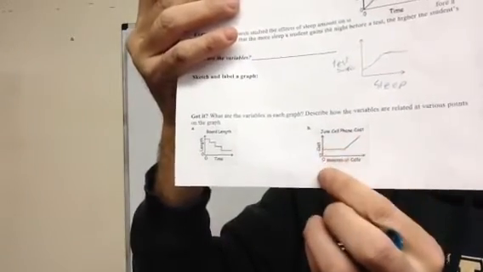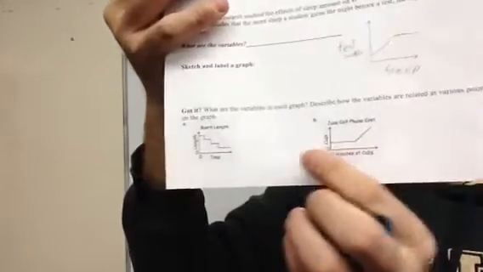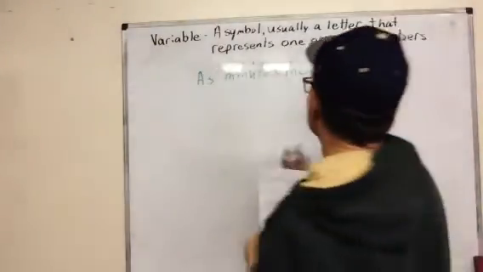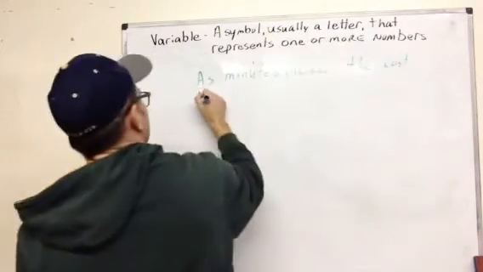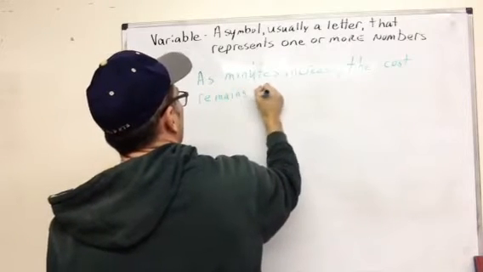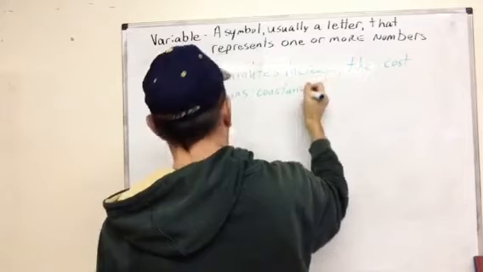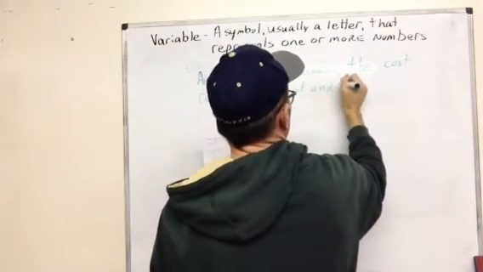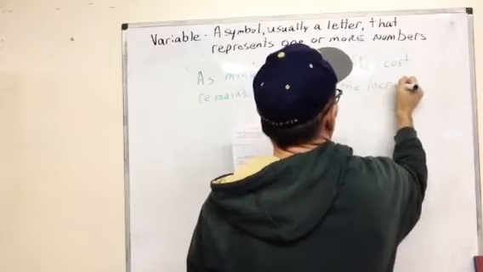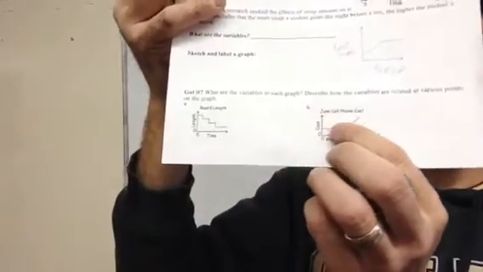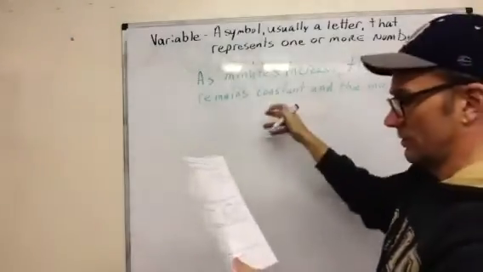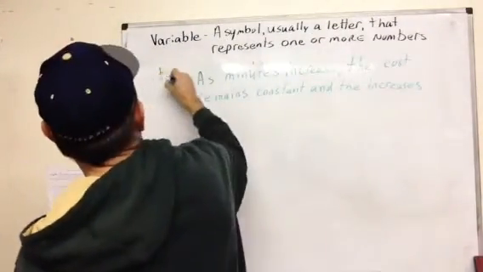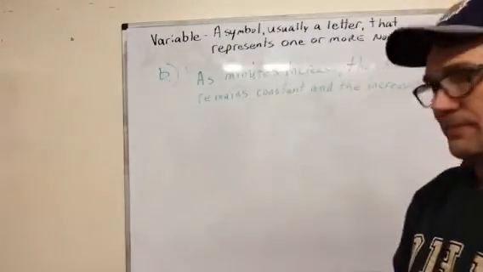Is there growth? Is it increasing or decreasing, or is it constant? We could say that it's constant. See, as the minutes increase, the cost remains constant. And then increases. There's two parts to our graph. You can see it. It's constant, and then it increases. So this would be the answer for letter B. Don't worry about A. Okay.